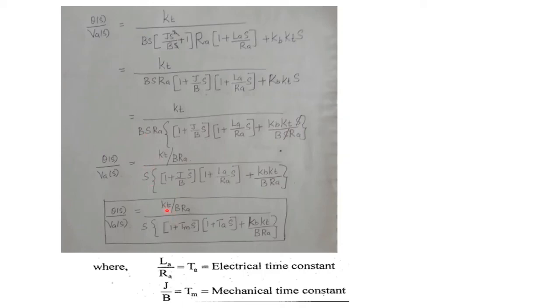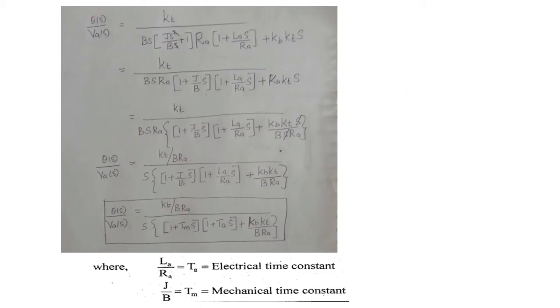Now this will be KT by B into RA divided by S into this term. So here J by B can be written as Tm. See here, Tm will be J by B, which is related to the mechanical load, so we can say it is a mechanical time constant. And instead of LA by RA, we can write it as Ta. This is related to the armature, so we can say it is an electrical time constant. Okay, so this will be the required transfer function of the armature controlled DC motor.